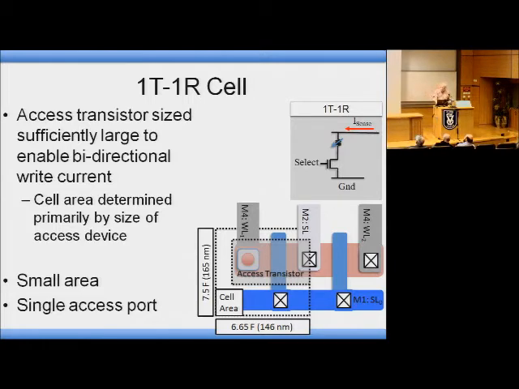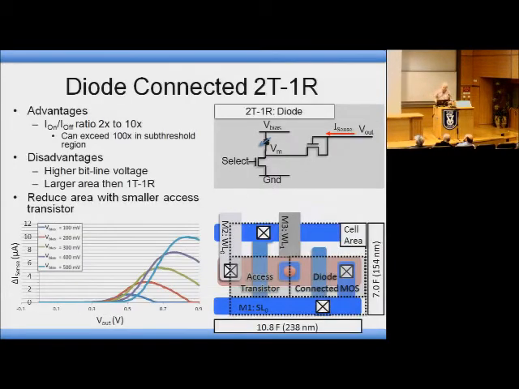So this is a basic cell and some cell structure. Now we actually added a diode to see whether we can enhance that resistive ratio, and we've done that. Now instead of 1 to 3, it's 2 to 10 times as great. The disadvantage is just a little bit higher bit line voltage and a larger area. And we're looking at the difference in the sense current, when its resistance is high or low, as a function of the bias voltage.